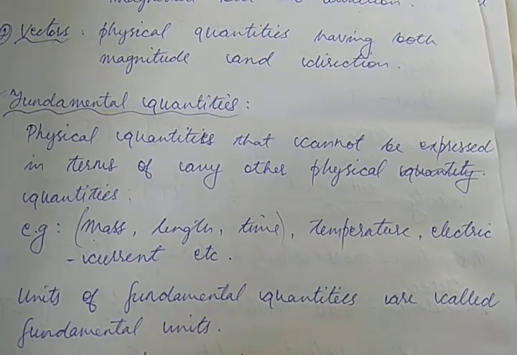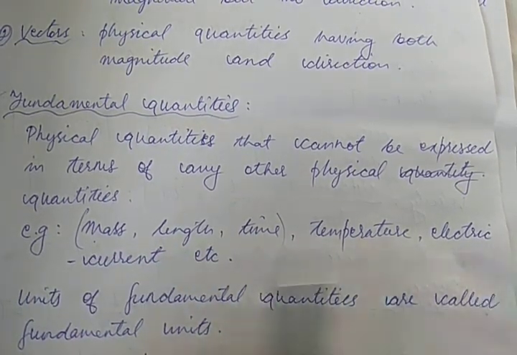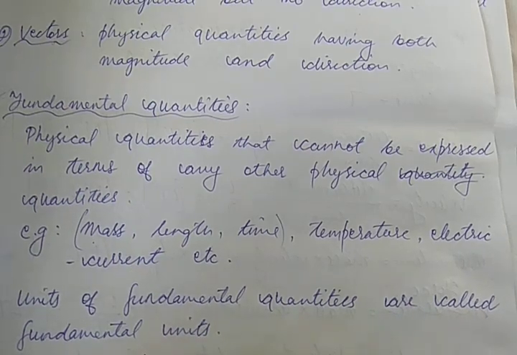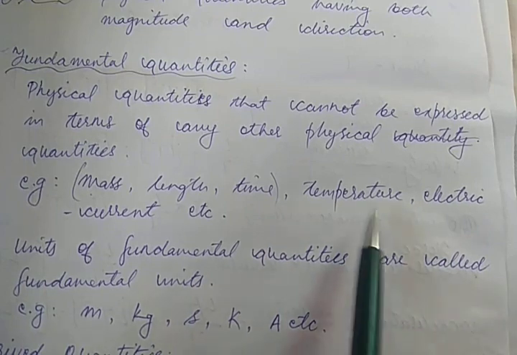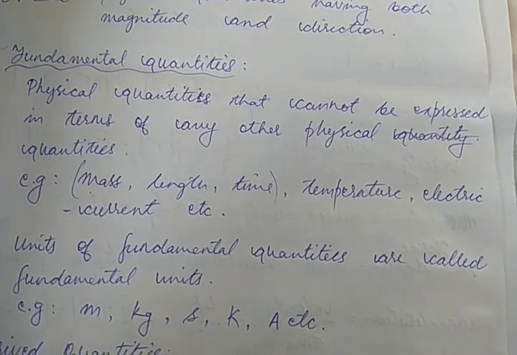You also have intensity of light, which is measured in candela. These are all fundamental quantities. So mass, length, time, temperature, electric current are fundamental quantities. These things cannot be expressed in terms of any other quantity. Temperature cannot be expressed in terms of any other quantity, remember.